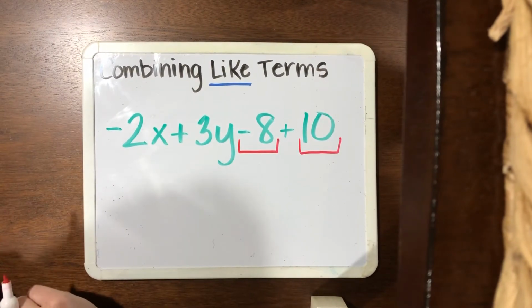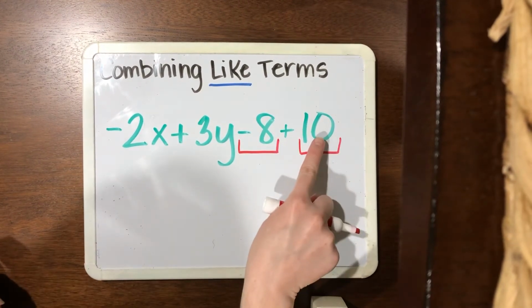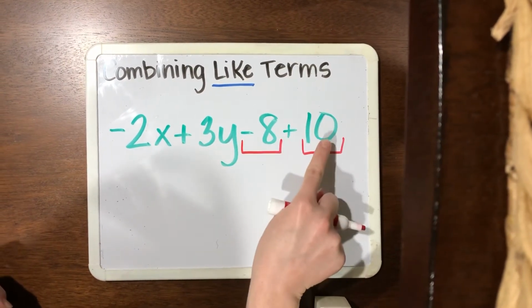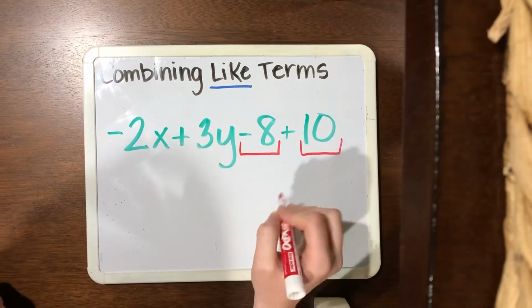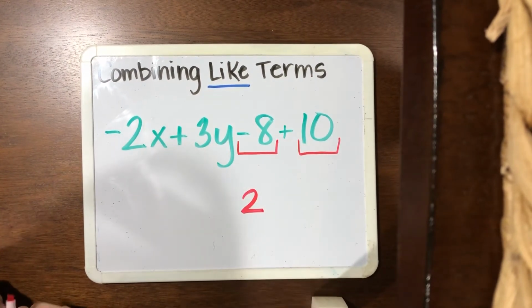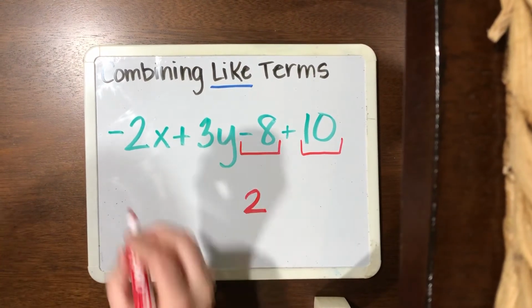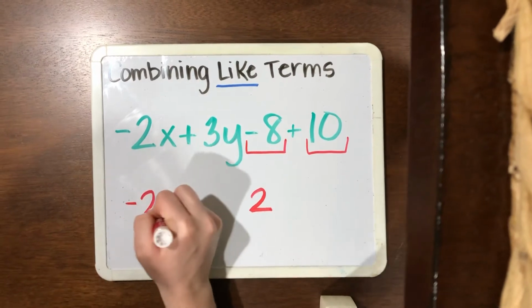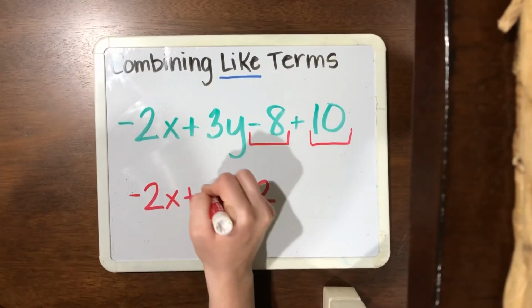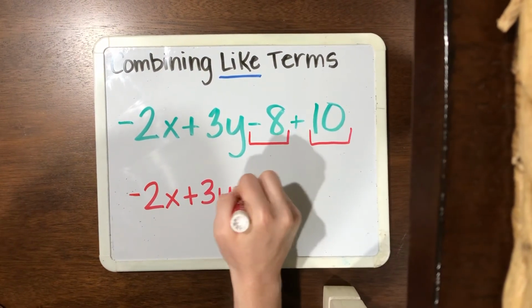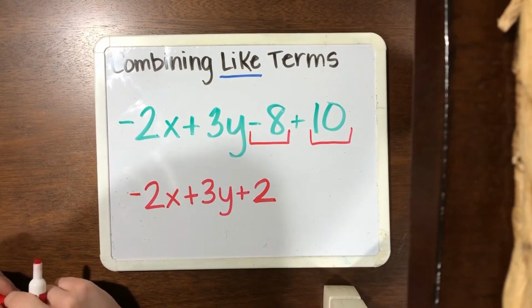So I have to take 10 plus a -8. If you want to use your calculator for this, guys, I'm totally fine with that, remember. But we started with a bigger number, and we're taking 8 away. So it's like we're subtracting. 10 minus 8 is 2. And I can't combine these, so I have to bring them down because I can't do anything with them. So my final answer would be -2x plus 3y. This is a +2 plus 2.